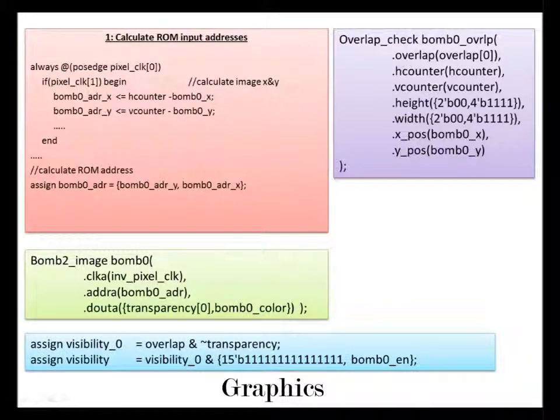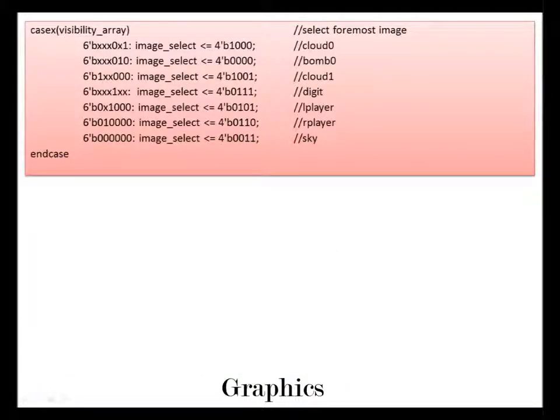Lastly, we decide on whether that pixel is visible or not. For visibility, there should be a cannonball image on the current pixel, and it should be not transparent. Moreover, we want the cannonball to be visible during the turn, which is between the shoot signal and collision. So for this, we have a bomb enable signal.